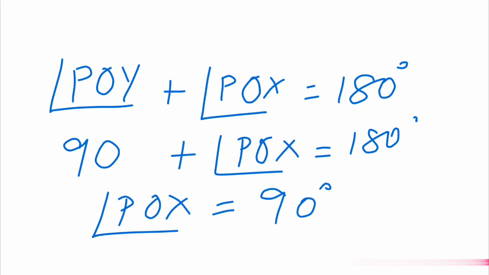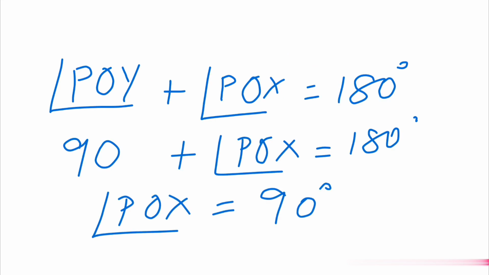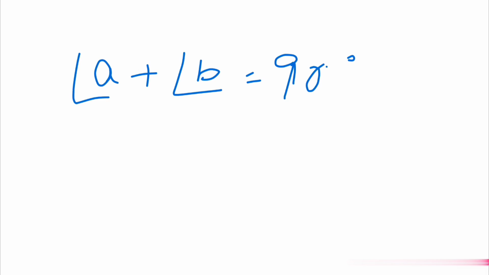Angle POX is split as a and b. Therefore angle a plus angle b is equal to, it's not 180, it's 90 degrees, because angle POX is 90 degrees. That is equal to angle a plus angle b. Angle a plus angle b is 90 degrees.